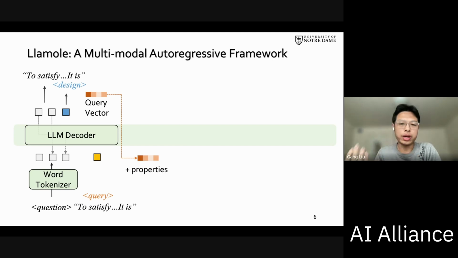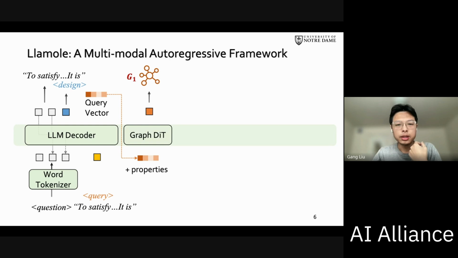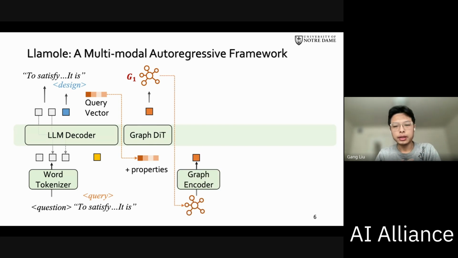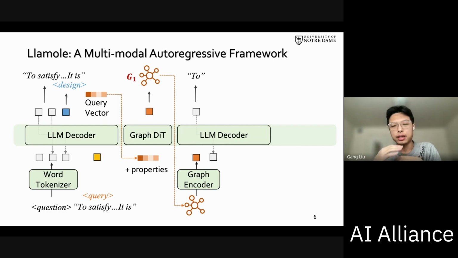Then, given the query vector and the property requirements, we can use the graph generation model to generate the molecules we want. After it, we use a graph encoder to encode the molecule into a single token. This single token will be passed through the large language model decoder, and then we can continue the autoregression in the text space. We continue the text autoregression until the next special token is predicted. Similarly, we call it the retro token.